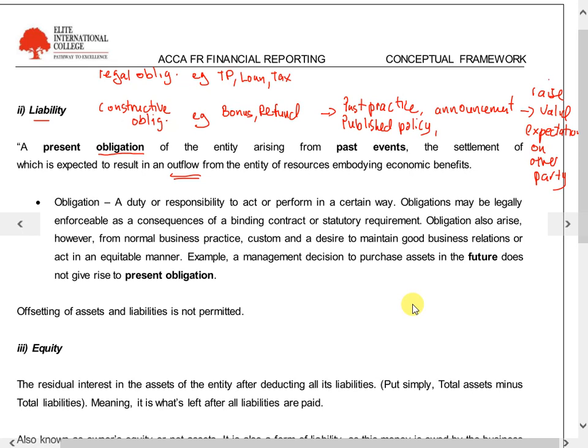Published policy is when you have already published it, though you have no legal requirement. One example that normally came out in past year questions: there is no requirement to repair the damage done by me. Normally the example is an oil spill, a damage to the environment due to my action, my asset or whatever. So no obligation to repair. However, I have a published policy that I will make good of all the damage, repair it and clean up the area, and I publish it or even make an announcement about it. Because of my action here, I now have an obligation to clean up. Therefore I must recognize the liability.